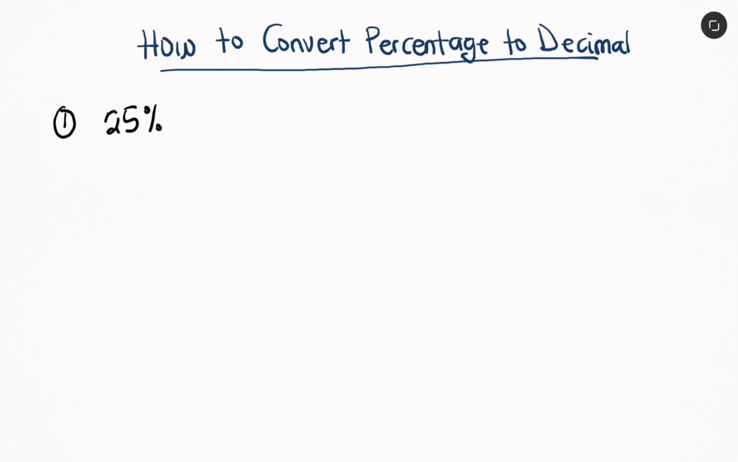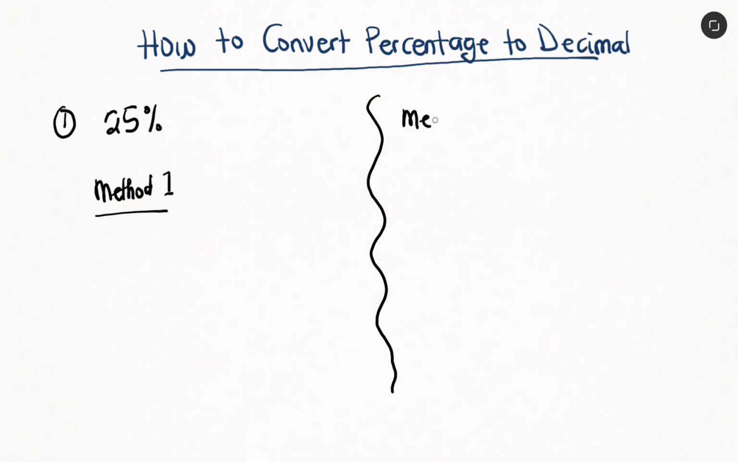Now there are, let me say, 2 ways to do this. So let me show you that. So I will say method 1 and then method 2. So depending on which of them you like, you use that method. Any of them will give you the correct answer.